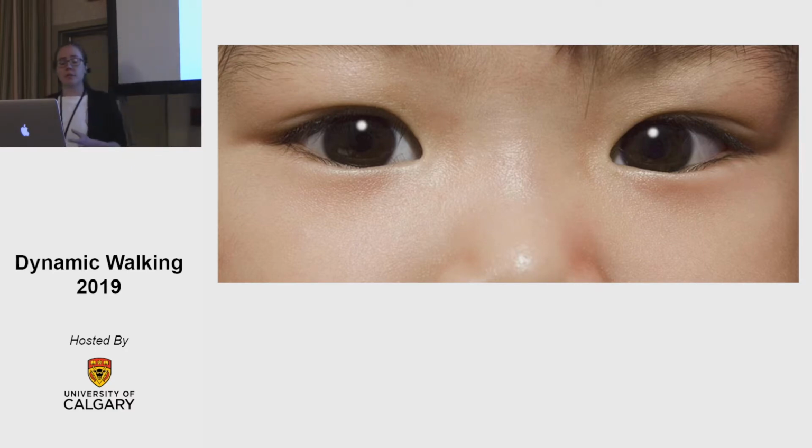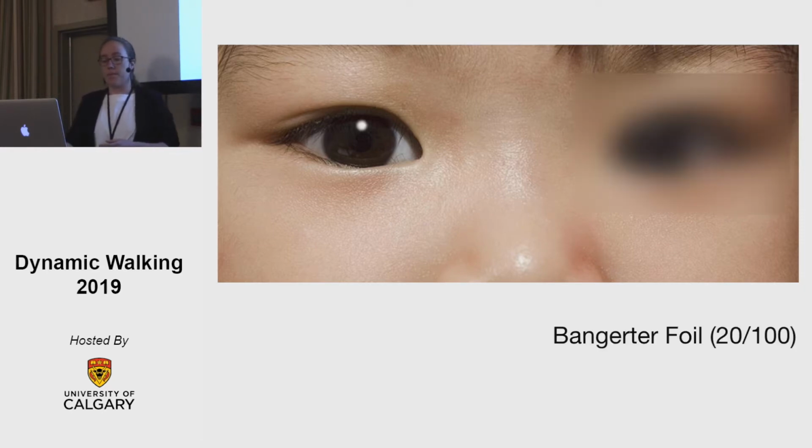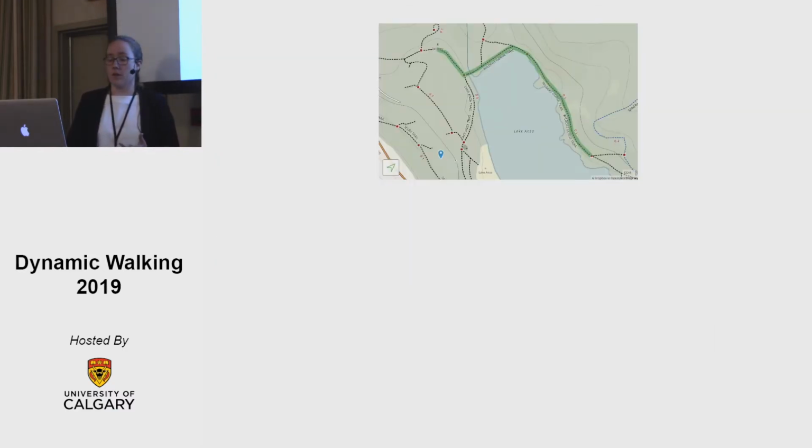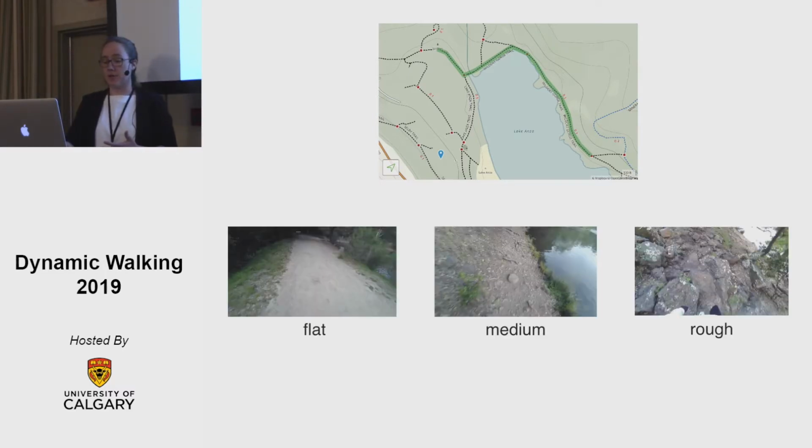So in this experiment, we measured eye movements and body motion during walking over complex terrain with normal binocular vision and degraded binocular vision, which we imposed by blurring the input to one eye using something called a Bangerter foil. This effectively makes a 20/20 eye into a 20/100 eye, disrupting the visual system's ability to combine information across the two eyes. In our experiment, subjects walked about a half mile out and back on a trail. We pre-designated chunks of that trail: flat, medium, and rough.